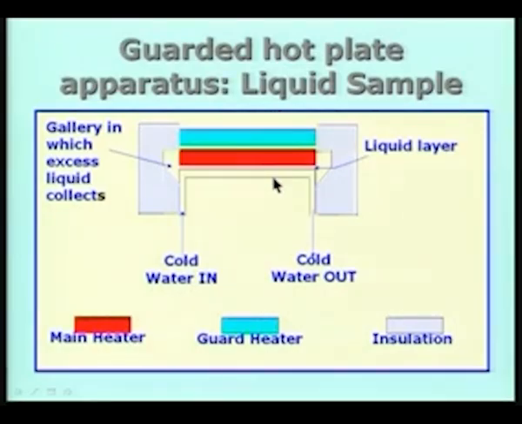And you also know that when liquid gets heated, it tends to expand and the volume changes, and therefore I must allow for the volume changes by having a small gallery here, where the excess liquid after it expands will collect in that region. And of course I am going to prevent heat transfer in the lateral direction by having an insulation as is shown in this particular case, and the bottom is cooled by cold water coming in at a low temperature, going out after receiving the heat from the main heater, which passes through the sample, the liquid sample, and goes out to this. So the difference between the guarded hot plate apparatus for liquids and solids is very clear.